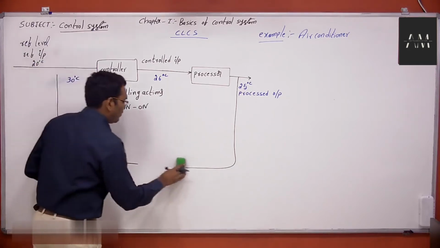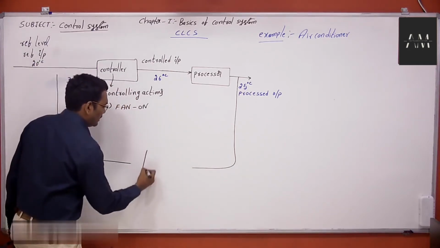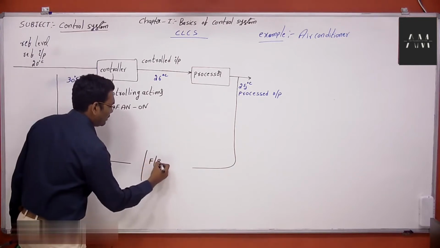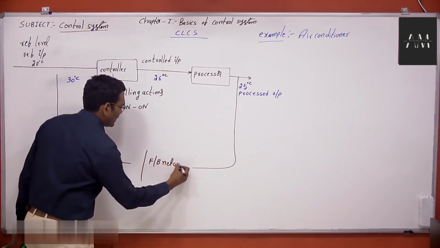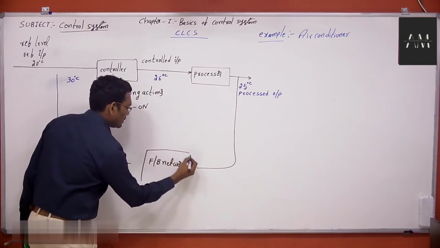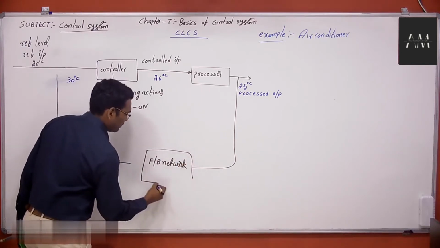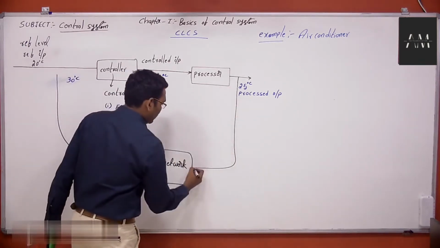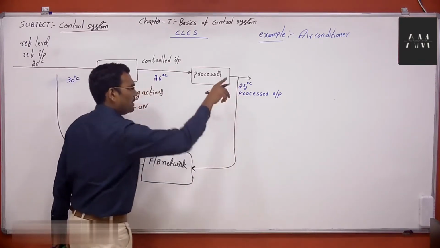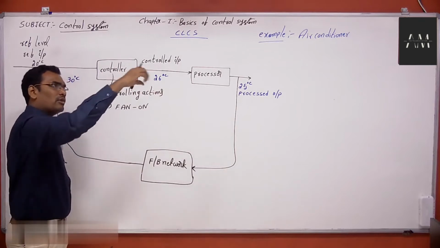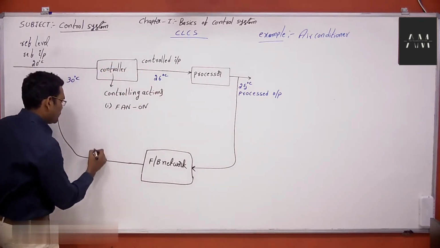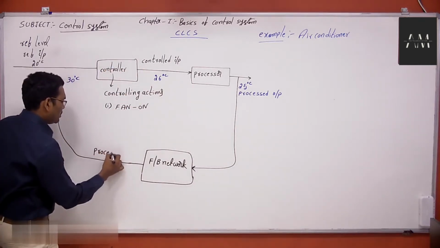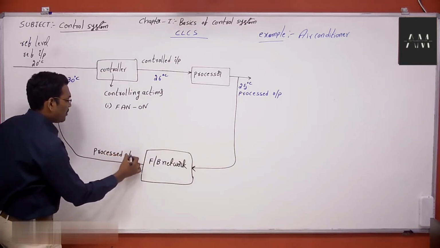That job is done by another block here, which is nothing but a feedback network. This is what we call a sensor. This is the feedback network. Now this feedback network will bring the processed output. It is continuously sensing 30 degrees, 25 degrees, 24 degrees, like that. Then this is the processed output. What is the job of the feedback network?